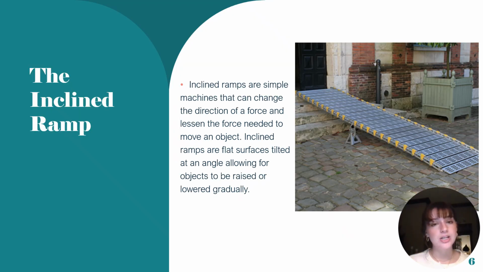So the next thing I'll be talking about is an inclined ramp. An inclined ramp is a simple machine, and it can help change the direction of a force or lessen the force on the person trying to move an object up or down the ramp. Ramps help move objects up and down a lot easier and more gradually. And we're doing an experiment with some ramps today.